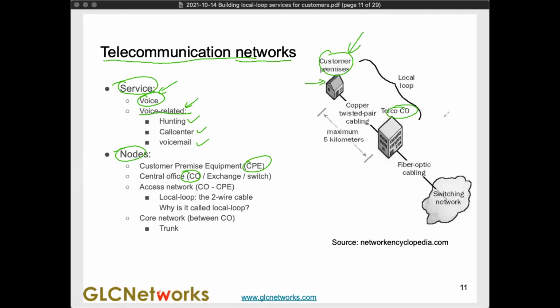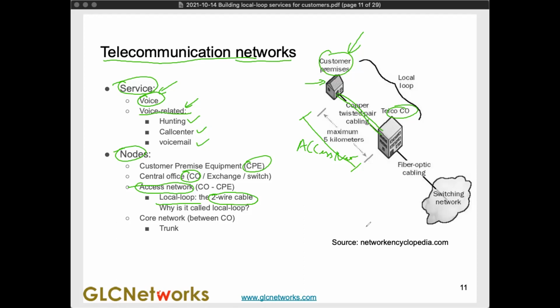It's a building where there is a switch inside. From the CPE to the central office, you have a wire, just a normal traditional two copper wire that connects from the CPE to the telco. That is called the access network. So the access network is the network from the CPE to the CO. In traditional networks, the access network was implemented in the form of a local loop, a two-wire cable from the CPE to the central office.